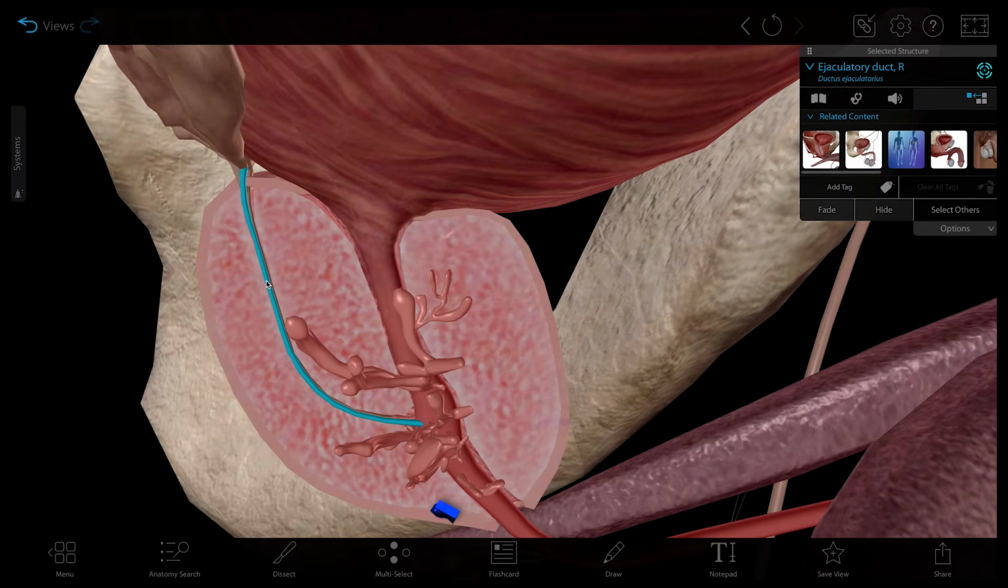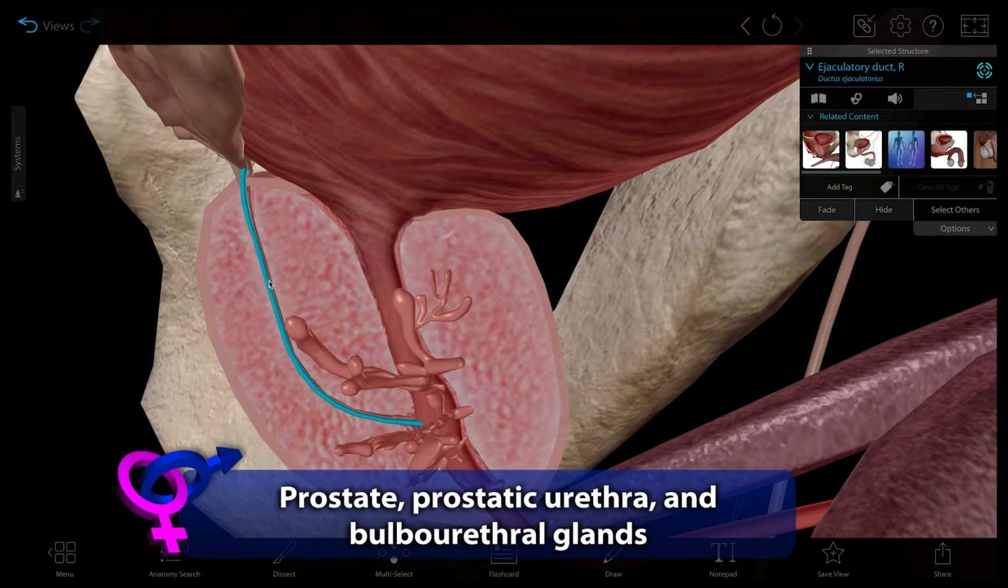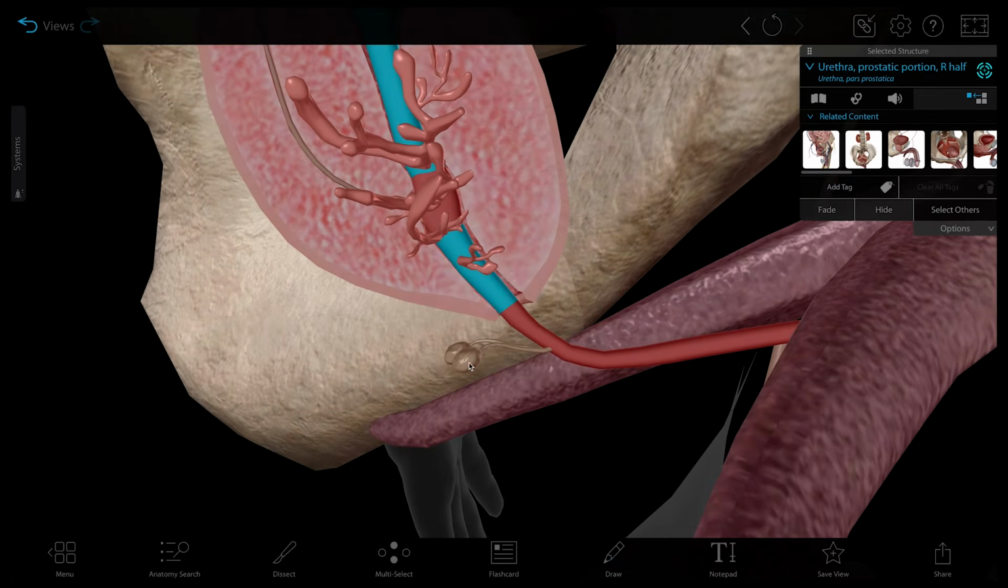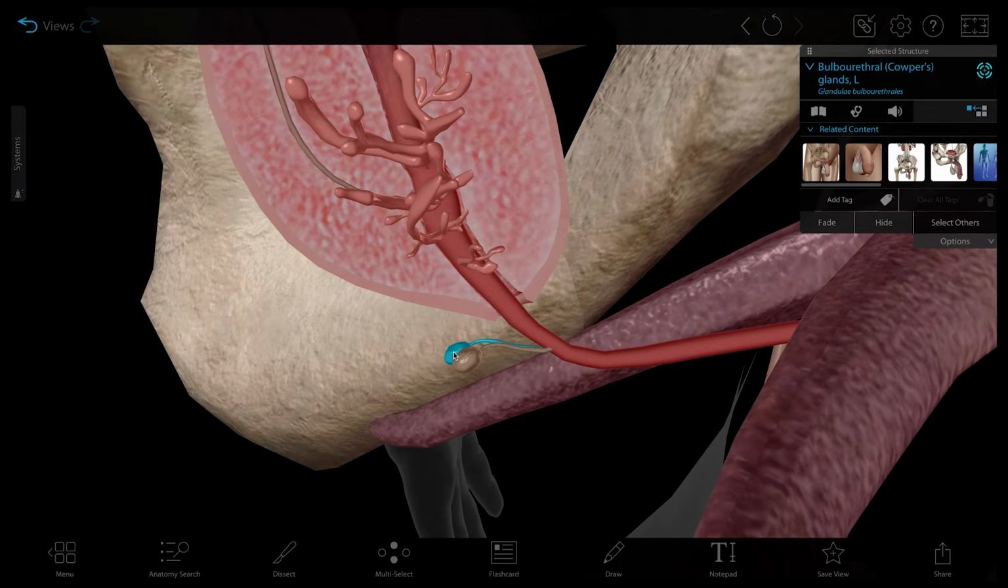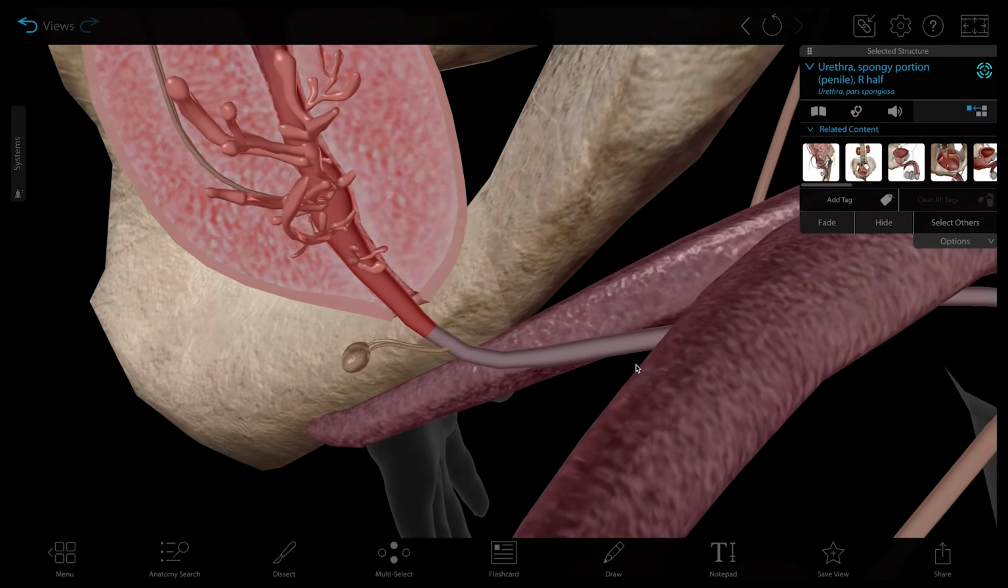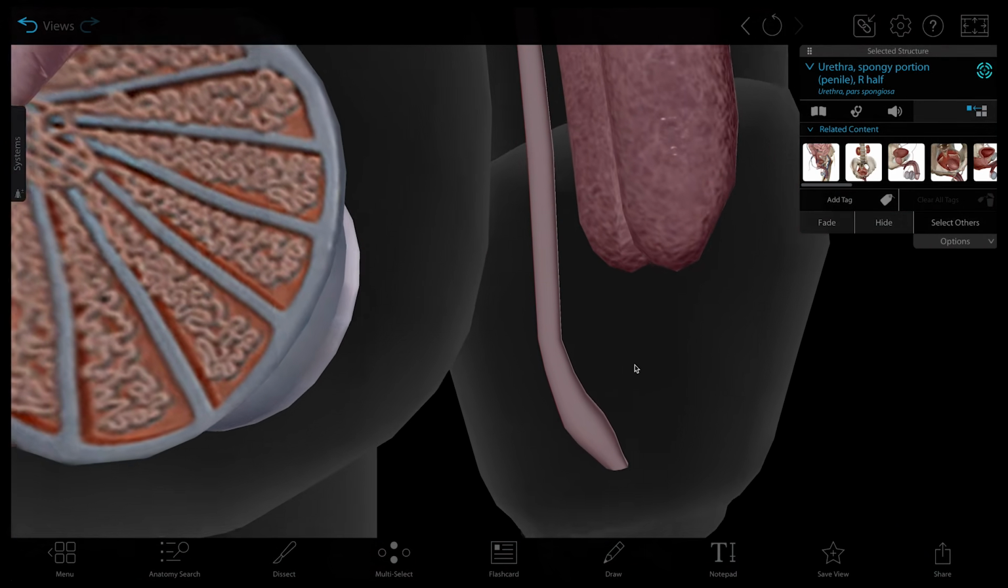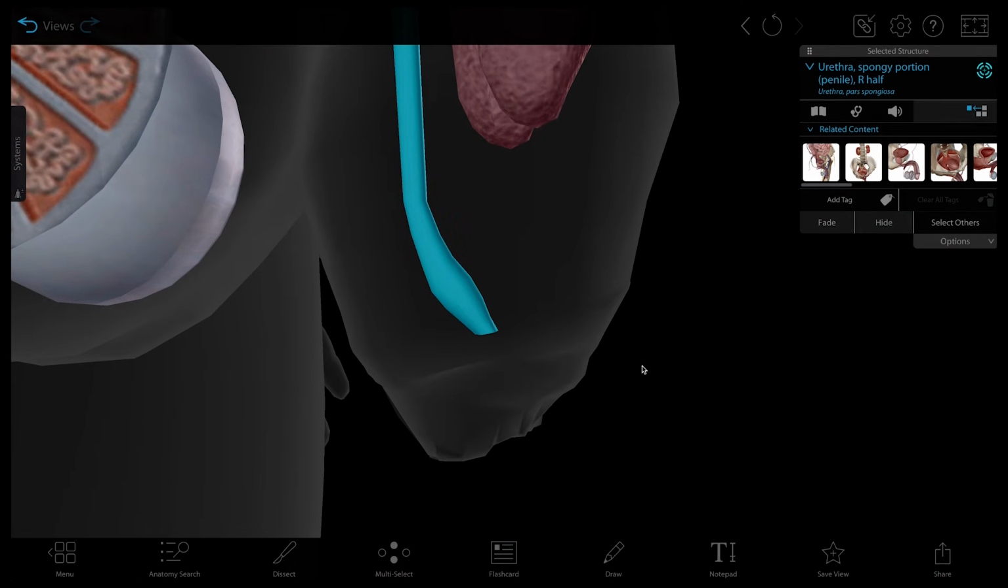The ejaculatory ducts carry the sperm and seminal fluid into the prostatic urethra. The prostatic urethra passes through the prostate, where more enzymes are added to the semen to help activate the sperm. The bulbourethral glands add mucus to the semen. The semen continues to move through the urethra, which extends through the penis, part of the male external genitalia.